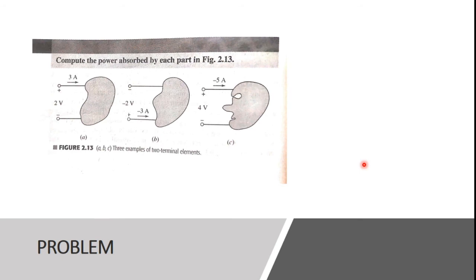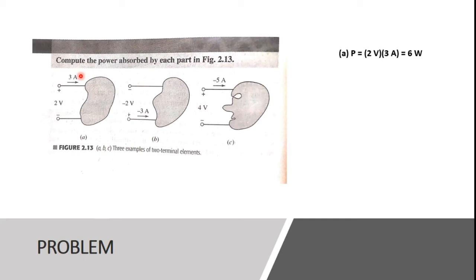Now let us try to compute the power absorbed by each part in figure 2.13. We know that power is the product of voltage and current, and in each of these three figures A, B and C, the voltage value and the current value are mentioned. We need to find the power. Take the first diagram. Power is equal to voltage, 2 volts, into 3 amps. So 2 threes are 6 watts. Voltage is positive, so plus 2 volts. Current is also positive, so plus 3 amps. So the value is 6 watts.